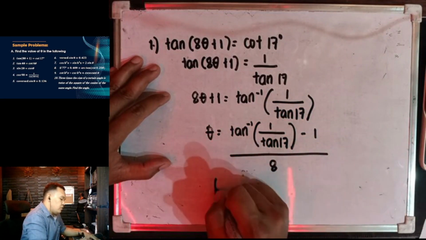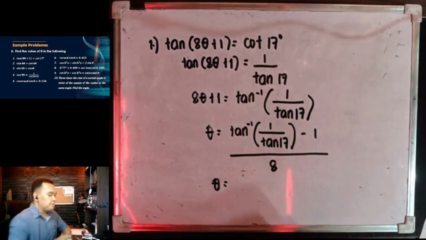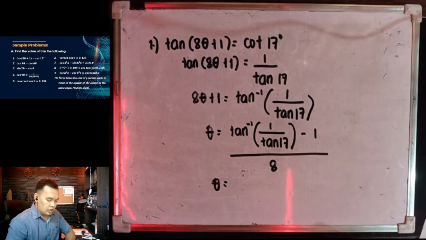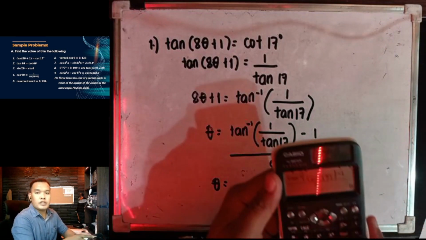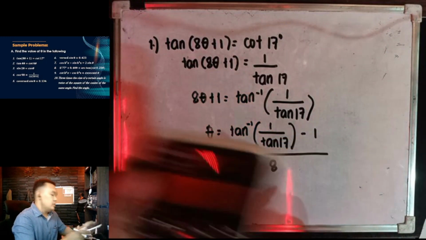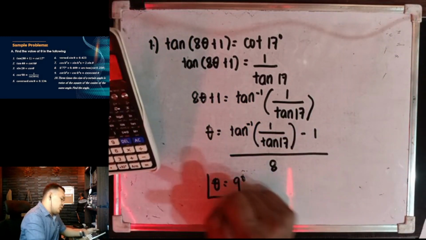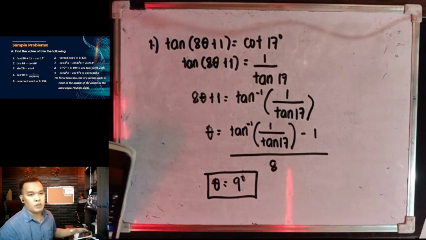Then we have here theta is equivalent kay arc tan 1 over tangent 17 minus 1 divided by 8. So we have here 9, 9 degrees. So, yan po yung sagot para dun sa problem number 1.